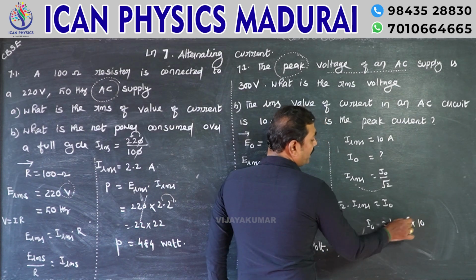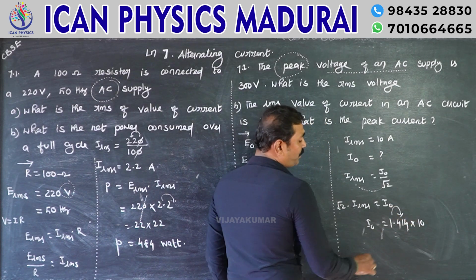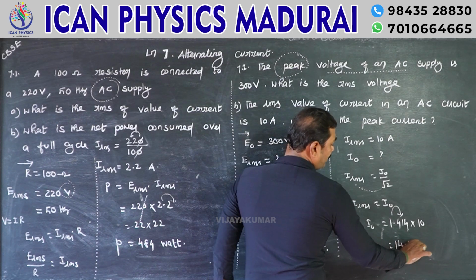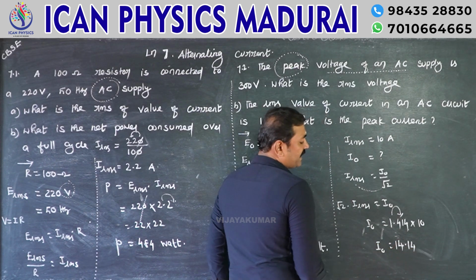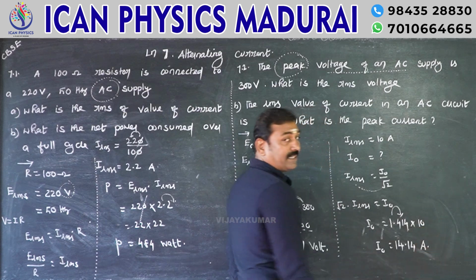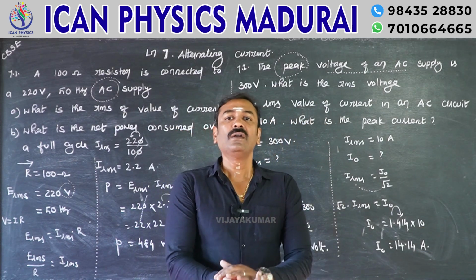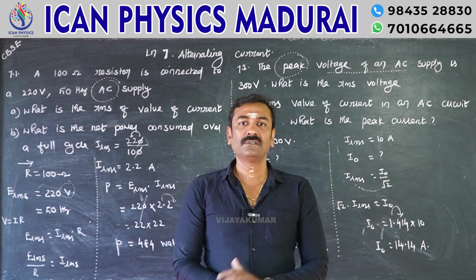What is the value of IRMS? 10. So the multiplication gives 0, so one decimal point. It becomes 14.14, which is the peak current. What is the unit of current? Ampere. Do you get it now? Do you have any doubts? No doubts.